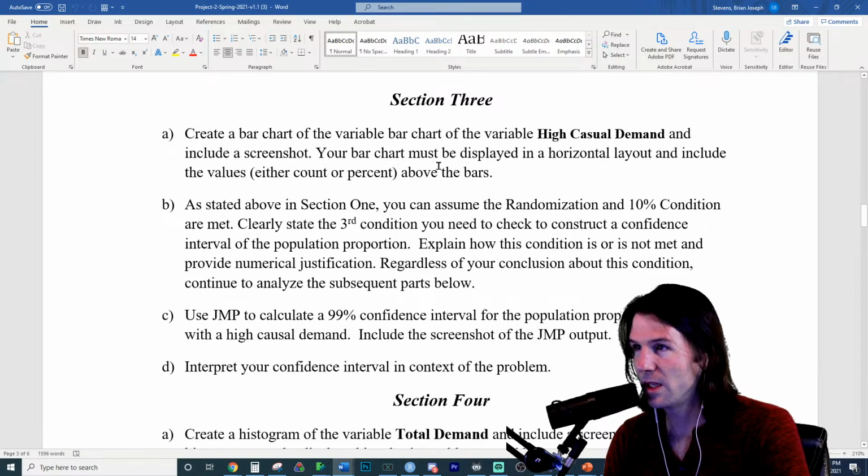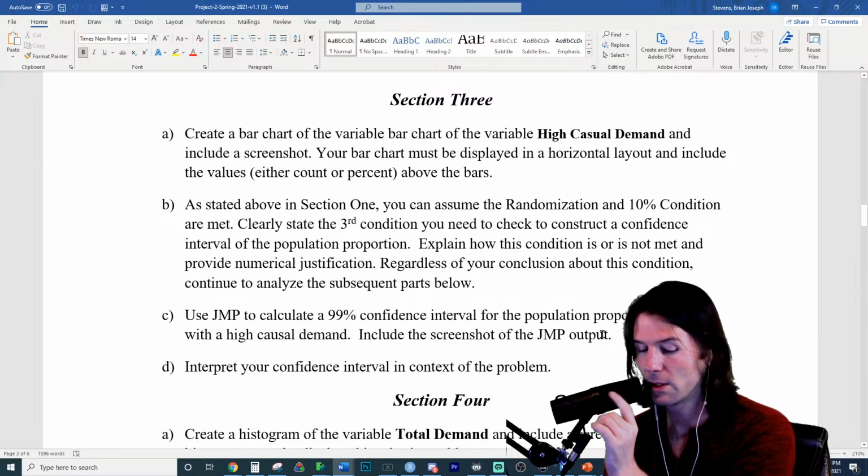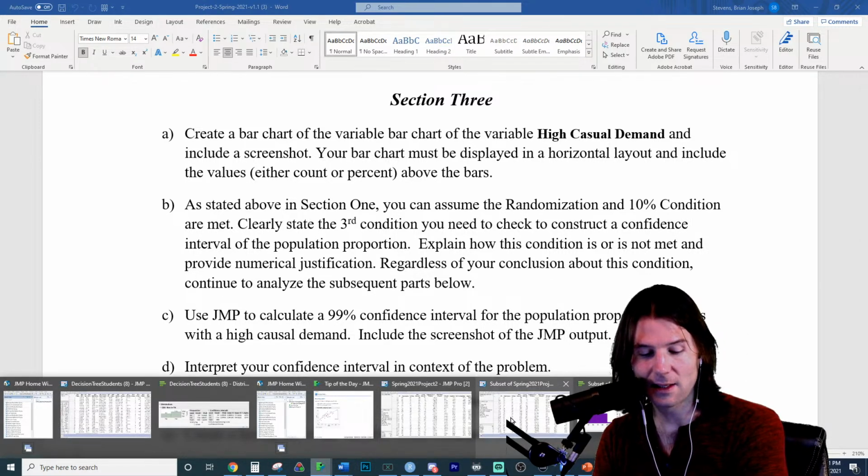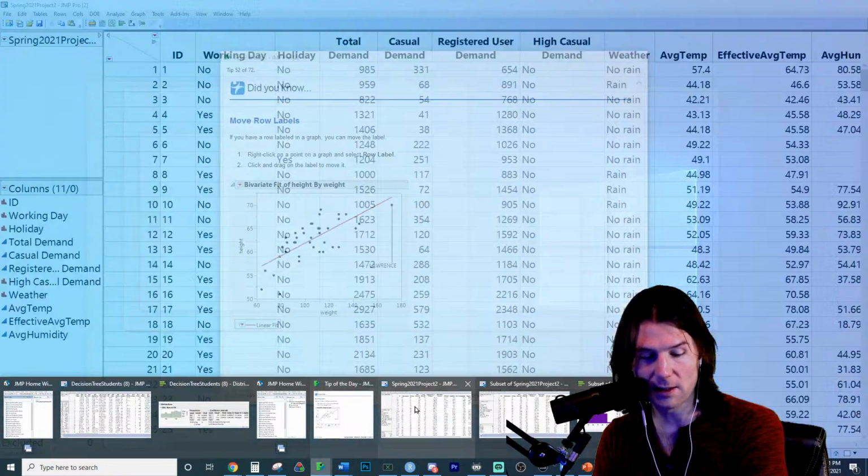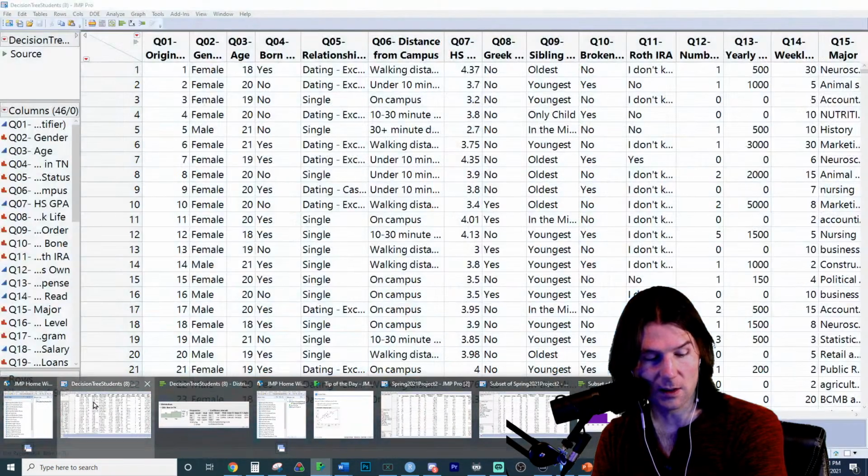Okay, so we got here 3B. First thing we're doing is making a bar chart. Okay, so I'm not going to use your exact data set for this one. I'm using a different data set.